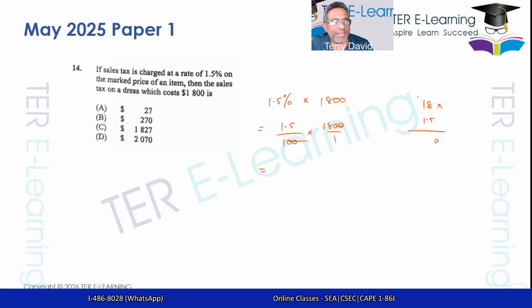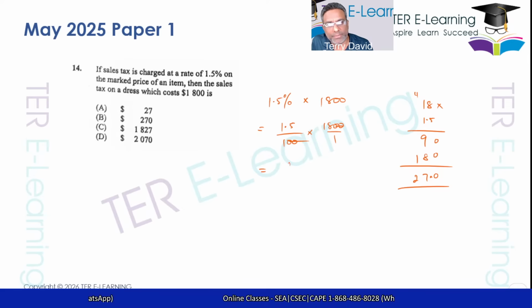8 5s are 40. 1 5 is 5 and 4, 9. Shift here. 8 by 1 is 8. So this will give us 0, 7, 2. But because we have one decimal place, it's going to be 27. Therefore, the sales tax here is going to be $27. Answer is E.